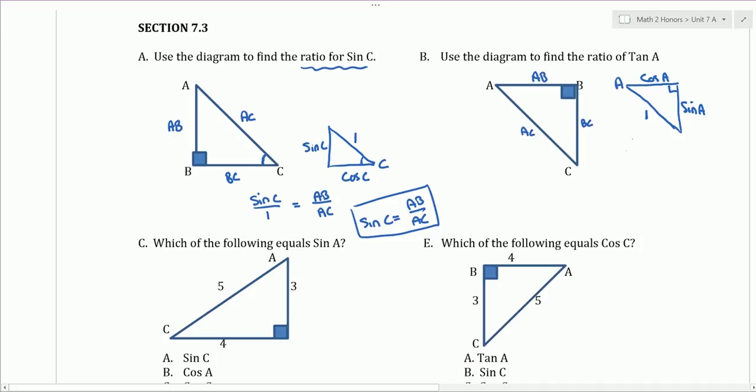So we know tangent is sine over cosine, so I'm going to write sine A over cosine A from the smaller triangle, and find corresponding sides over on the left side. That's BC over AB, and then finish this off. Well, sine A over cosine A, that's tangent A, is equal to BC over AB. And we now have our ratio for tangent A.